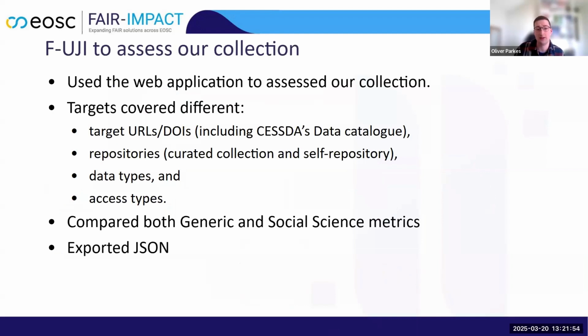So yeah, now we get to how we use F-UJI to assess our collection. Well, we use the web application to assess our collection, and the tool cannot assess an entire collection. So we took a sample which covered data from the different repositories I mentioned, so our main collection and our self-deposited collection. The sample covered different data types, quali and quant, but also sort of subtypes within those overarching categories.